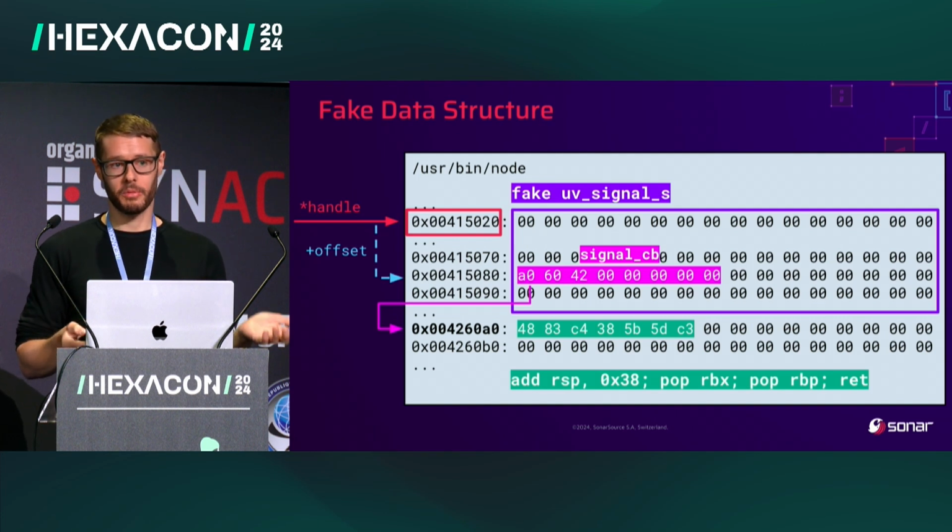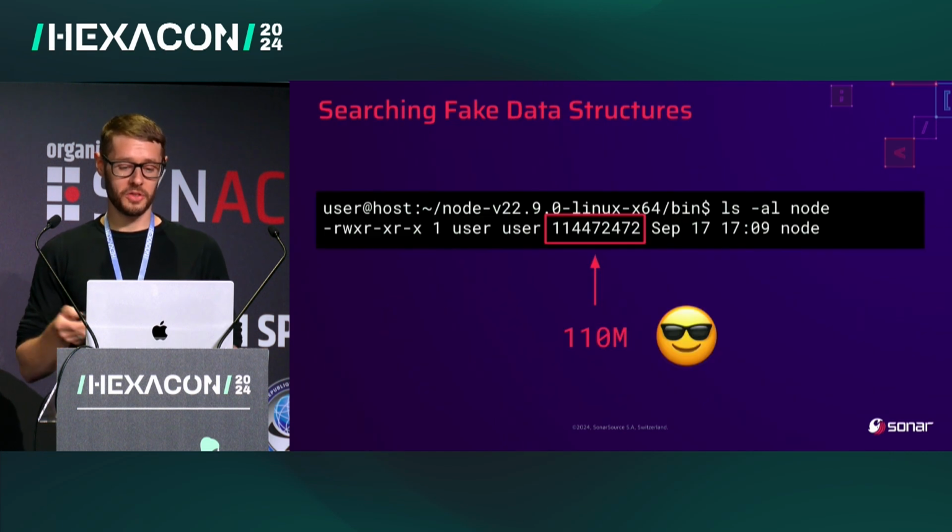It is quite a challenging requirement for a data structure like this to exist, but the Node.js binary is also very huge. The recent build here on x64 is a good 110 megabytes. Thus, there is a good chance that we can find a data structure that would be suitable. How can we do this?